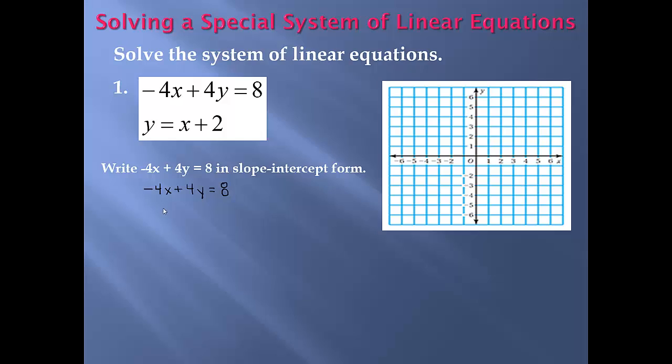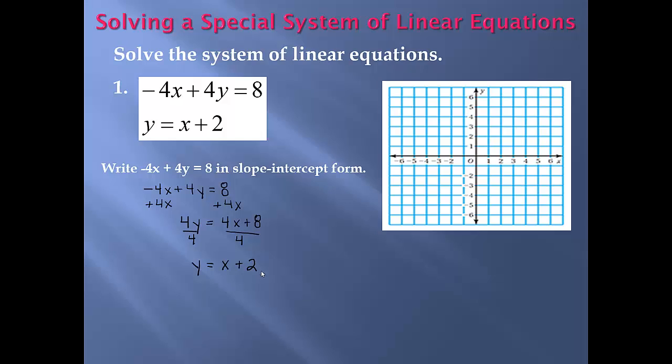So our first step to write this in slope-intercept form is to add 4x to both sides. So now we have 4y equals 4x plus 8. Next we can go ahead and divide both sides by 4. So we get that y equals 4 divided by 4 is 1, so we just have our x. And then plus 8 divided by 4 is 2. So we have y equals x plus 2.